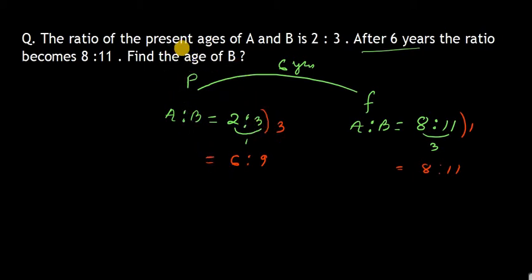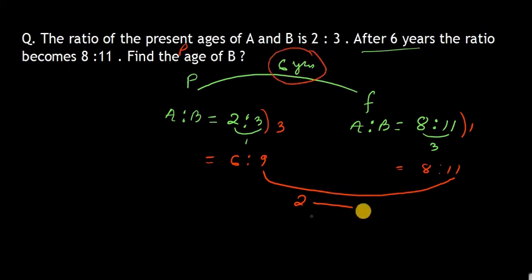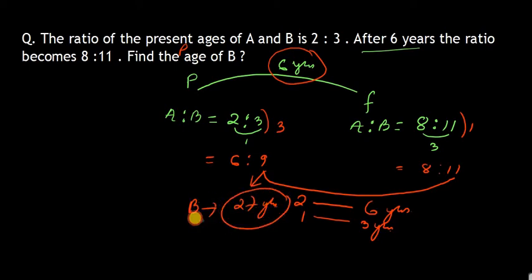Find the present age of B, which is 9 here. It is 11 units here, so the gap is 2 units. 2 units is equivalent to 6 years. B is 9, so 2 units is 6 years, 1 unit is 3 years, and 9 units at that time is 3 times 9, which is 27 years. This is the age of B, the present age of B.